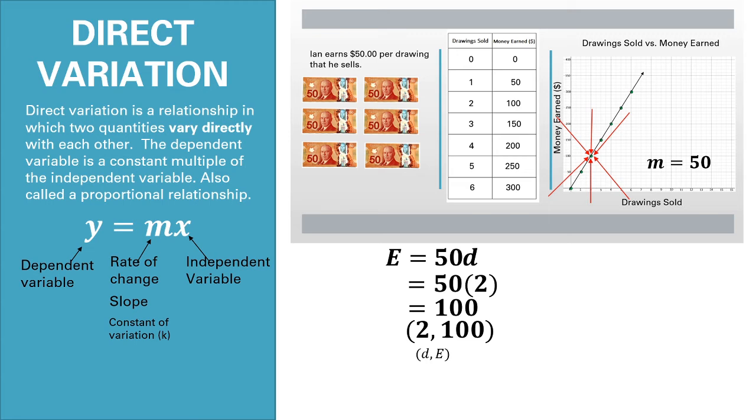Each time I substitute a value for D, the X variable, Y will be the result of multiplying that variable by the constant of variation. So all the answers we get for E will be multiples of 50. For example, if I go along this line, it's 0, 50, and we're only saying the Y values right now: 0, 50, 100, 150, 200, 250, 300. All of those are multiples of 50.